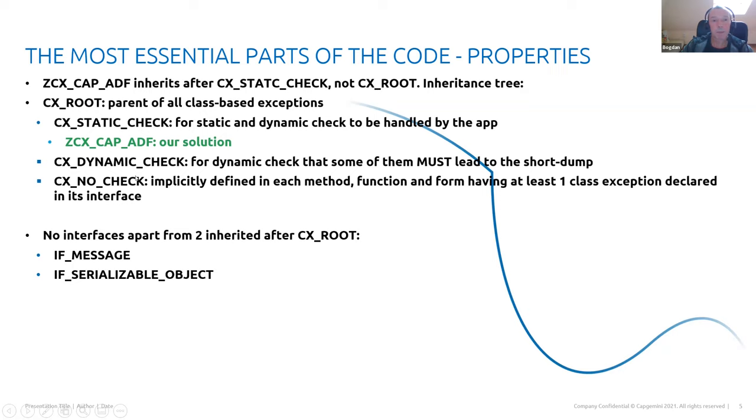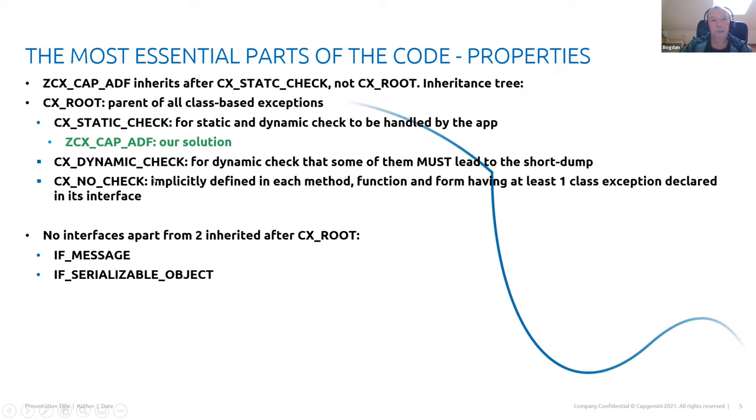Why? Because sometimes it is recommended that the dynamic check exception, which also inherits directly after CX_ROOT, leads to the short dump. There are some situations in standard SAP solutions where this dynamic check exception is supposed to cause the short dump. And if we capture this exception and try to handle it in such a way that it does not end up with the short dump, it could lead to problems, for example with inconsistent data. That's why it is always safer to derive our solution specific exception from CX_STATIC_CHECK, not from CX_ROOT.